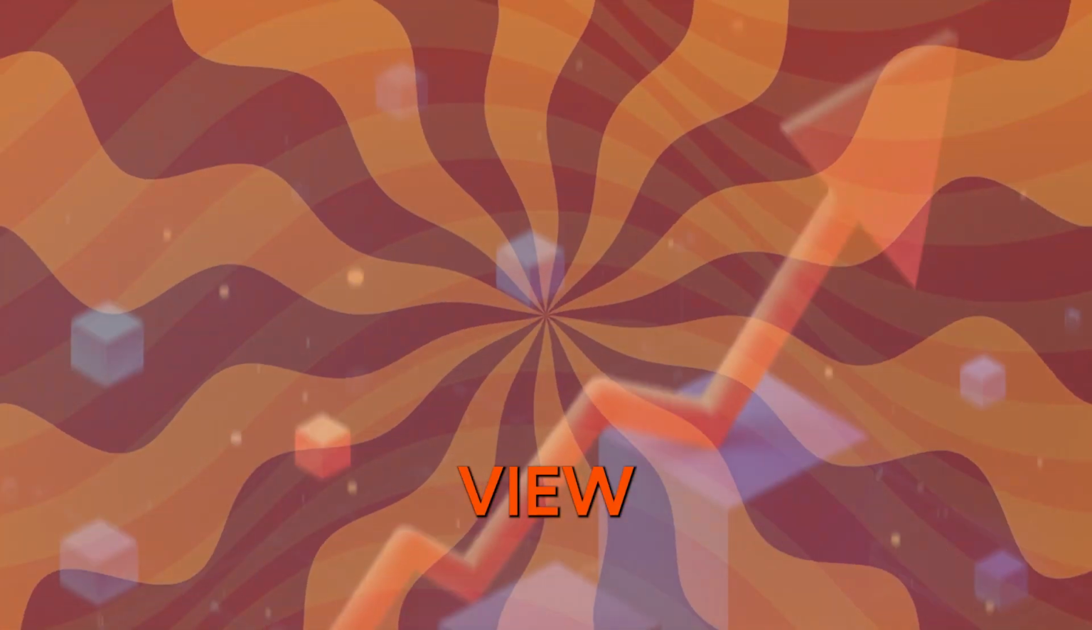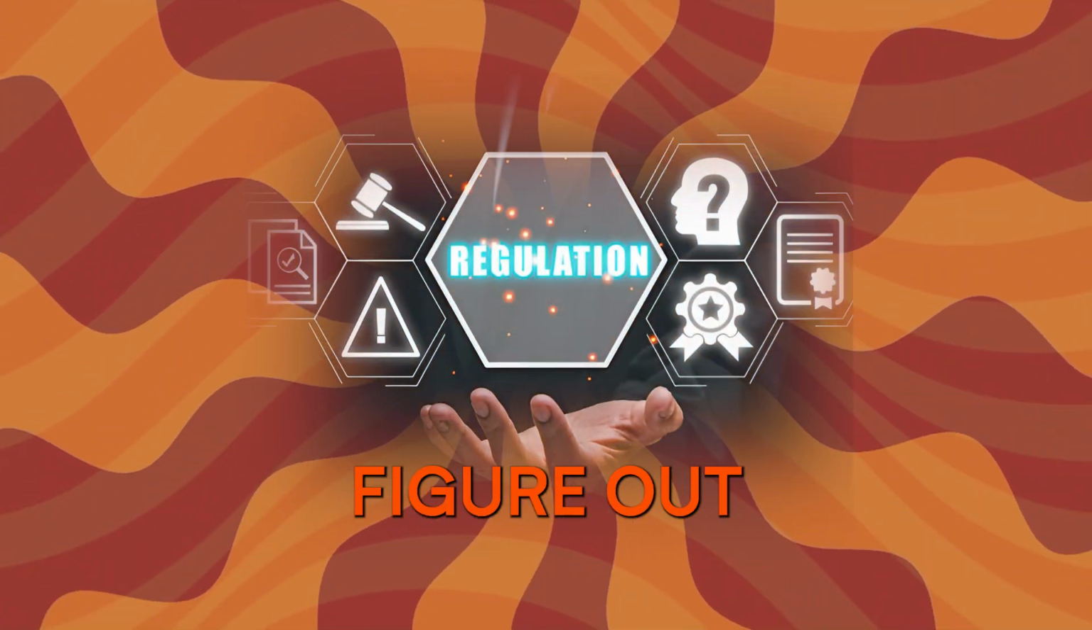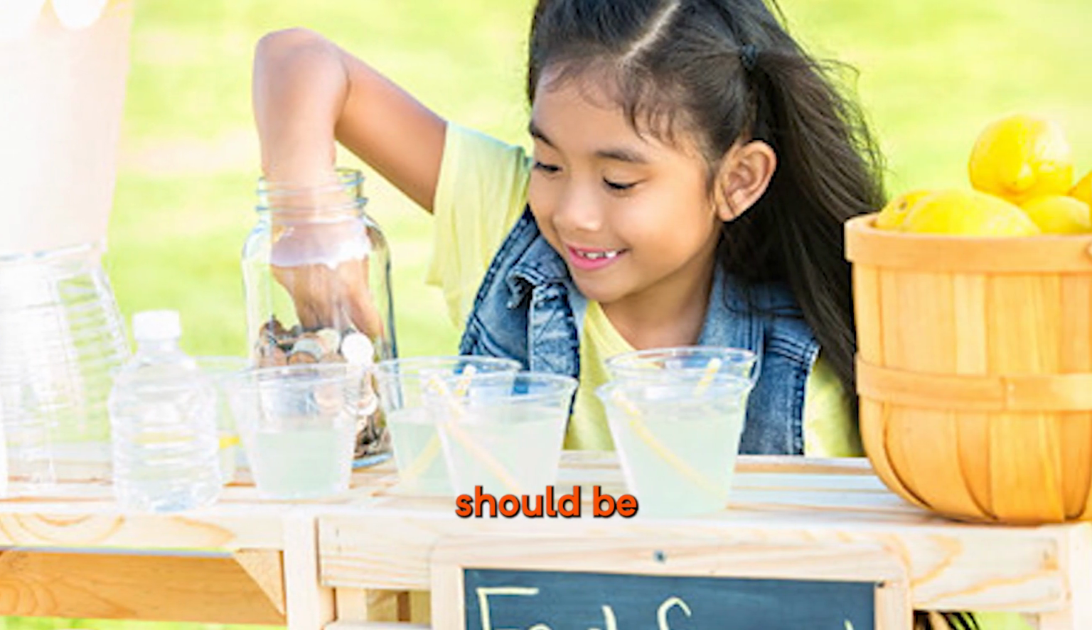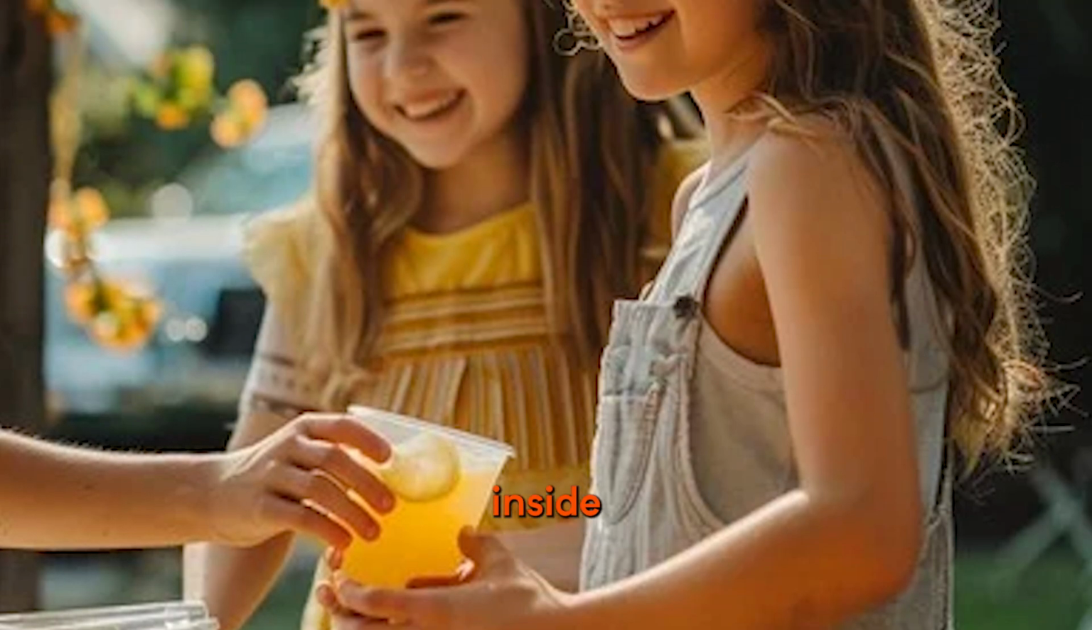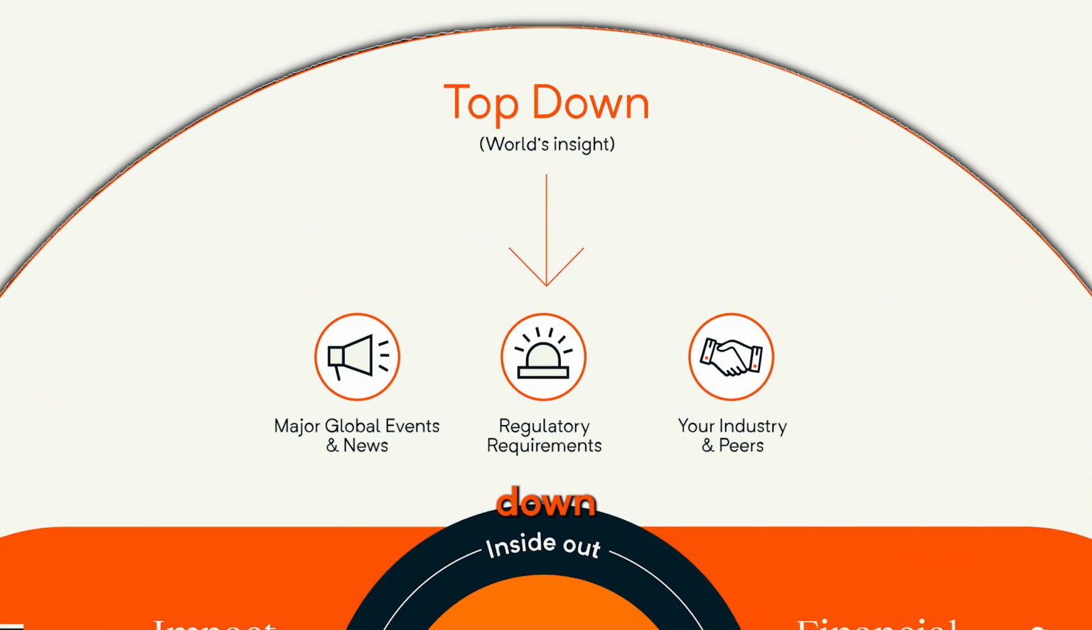This broad view of trends, risks, regulations, and expectations helps you figure out what matters at a strategic level. It guides where your lemonade stand should be heading, even before you look inside your own operations. In a double materiality assessment, this is a top-down approach.